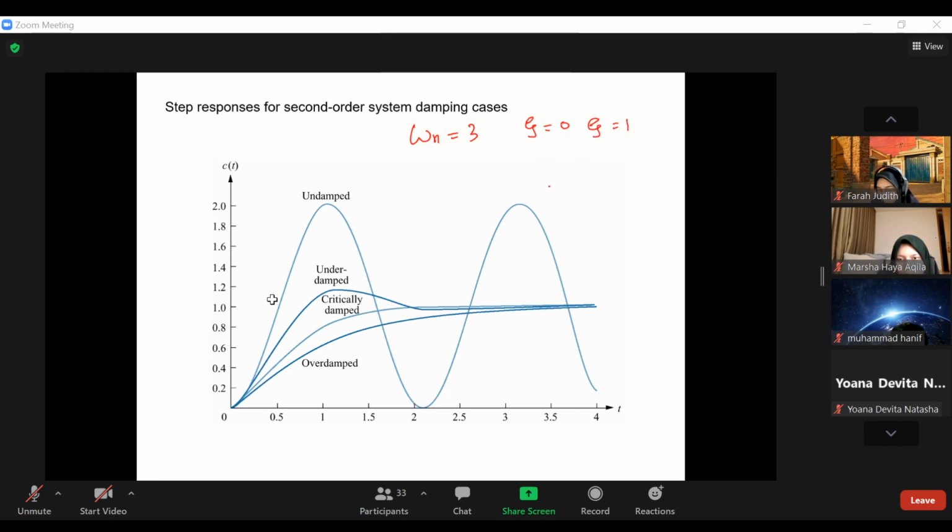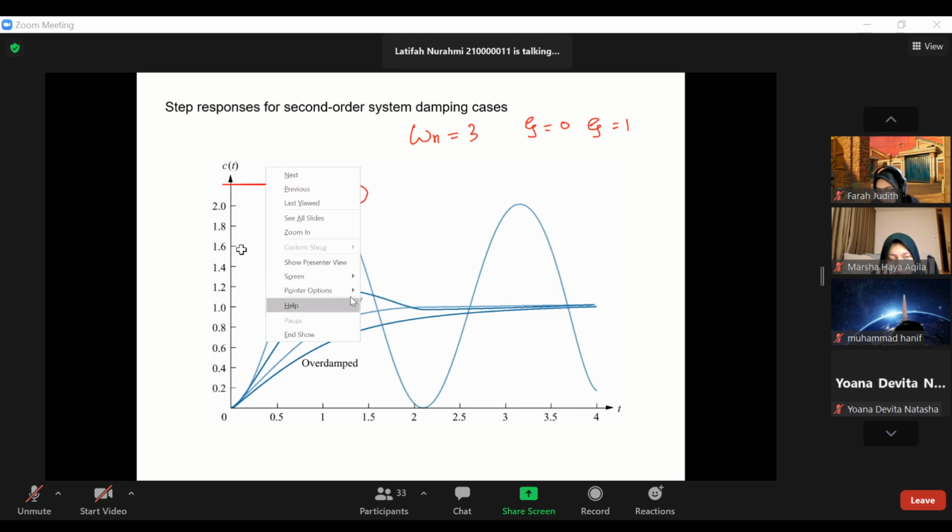Okay, so if we compare all four in the time response graph, this is how it looks. We know that this graph always oscillates, so we call it undamped. It's "redam" in Bahasa Indonesia.